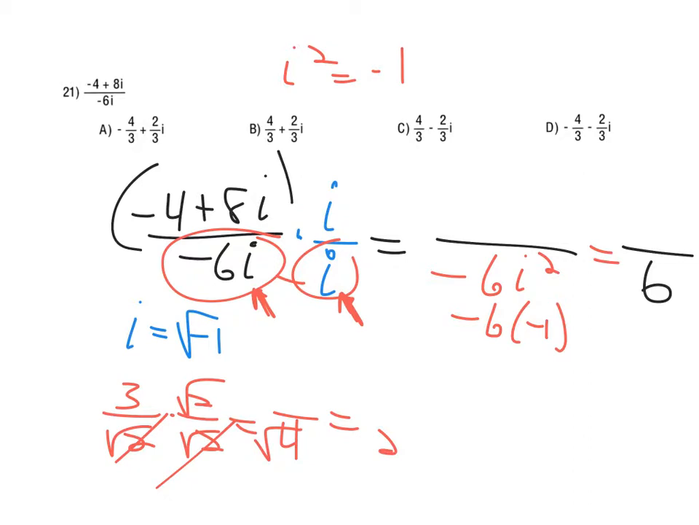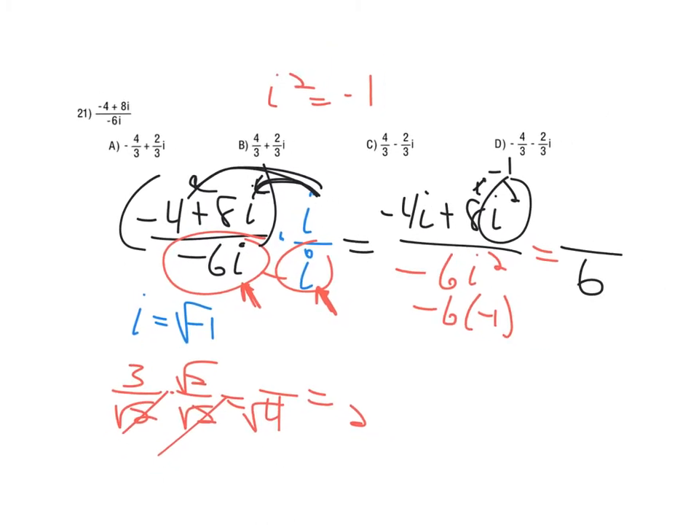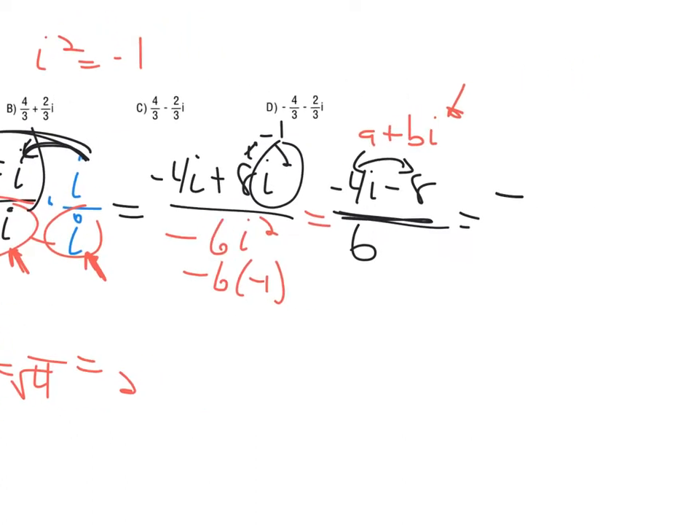Here my numerator, I'm going to distribute the i to both terms. So i times negative 4 is negative 4i. i times 8i is 8i squared. But again, since i squared is negative 1, I'm going to have 8 times negative 1, or negative 8. So negative 4i minus 8 over 6. Remember, with imaginary numbers, you always want to have the i term second. So here I'm going to switch the negative 8 and the negative 4i. So here I have negative 8 minus 4i over 6.